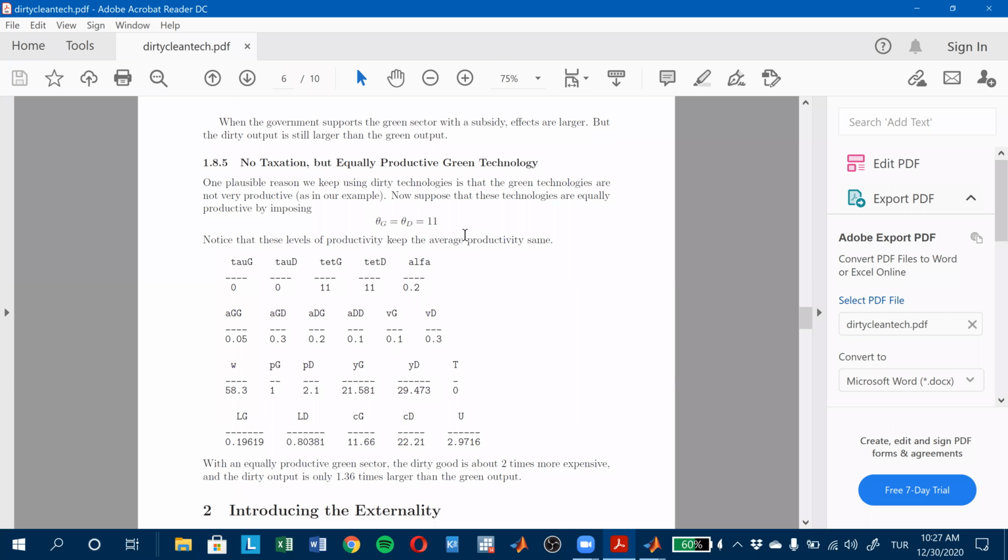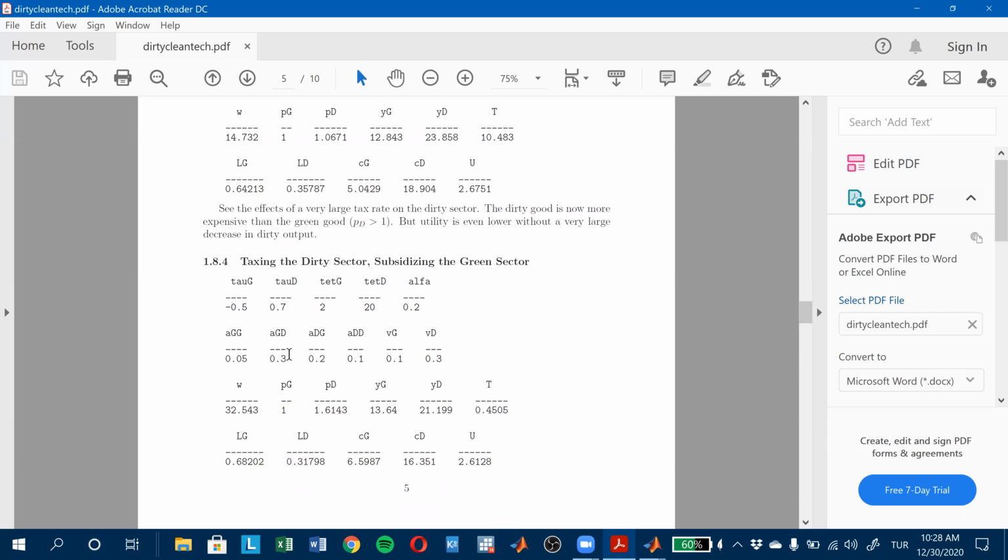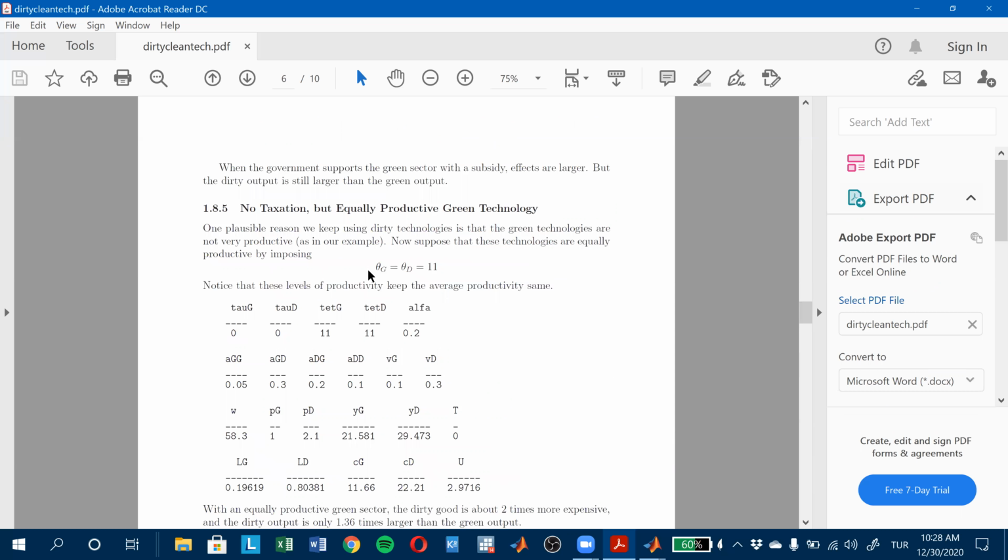So one reason, as we are seeing here, is the productivity difference. Now I equate productivity levels without changing the average productivity, because the average productivity in the economy is 11. One firm has 2 units, the productivity level of green technology. The other firm has 20 units. So the average productivity, this is the plain arithmetic average, not a weighted average, is equal to 11. Now I do this experiment: I imagine a counterfactual case where the green sector is equally productive, and I shut down the taxation.